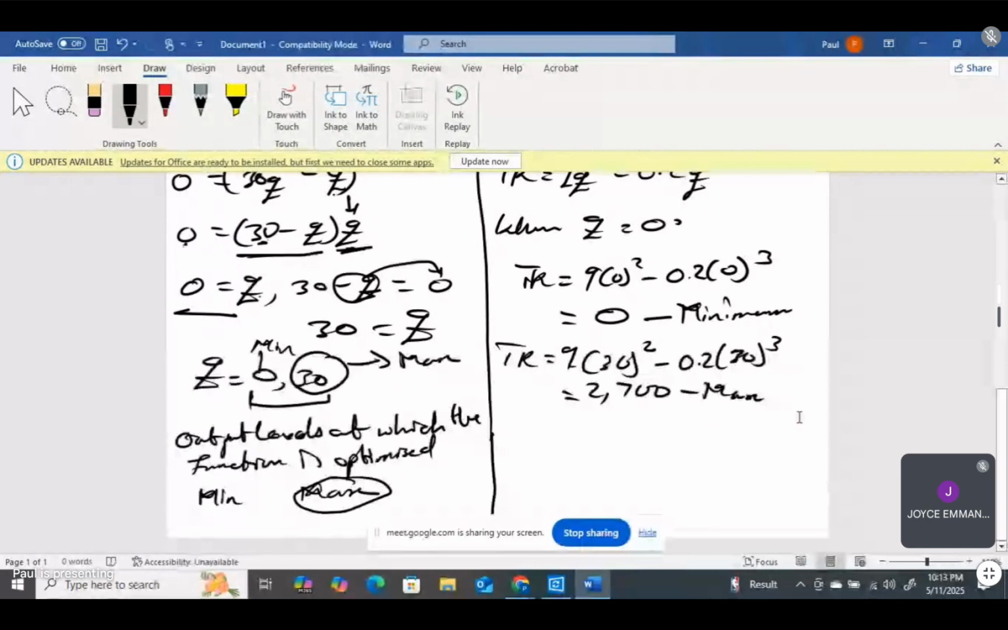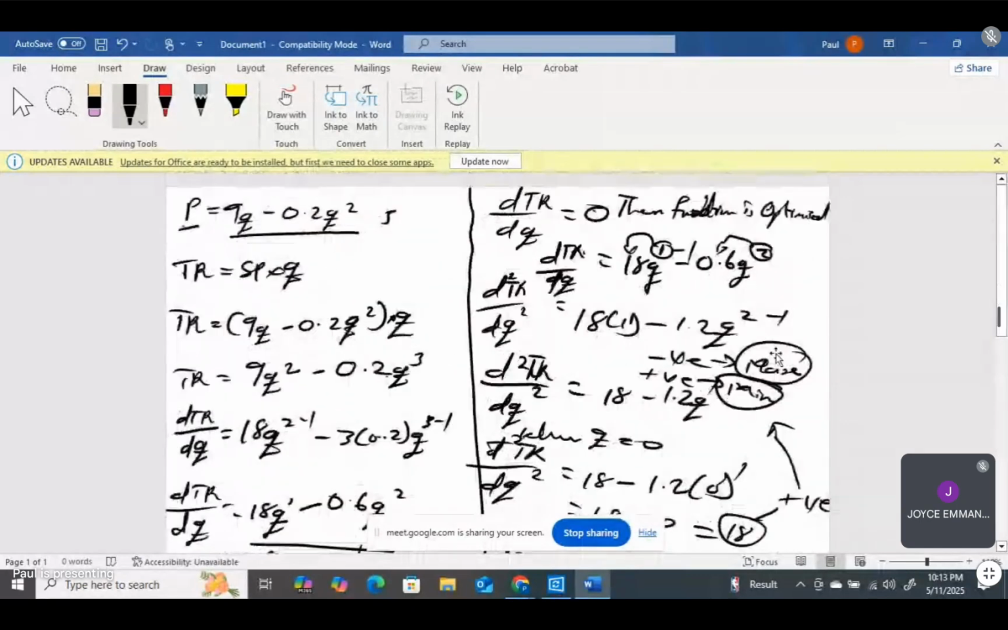Then I said that we get the maximum when we differentiate it again, the second derivative. So to get the maximum, we have to differentiate the total revenue again. From here, this is the first derivative. So we differentiate it again. When we differentiate it again, this one will multiply the 18. We still get 18, but here the Q becomes 1 minus 1, giving us 0.